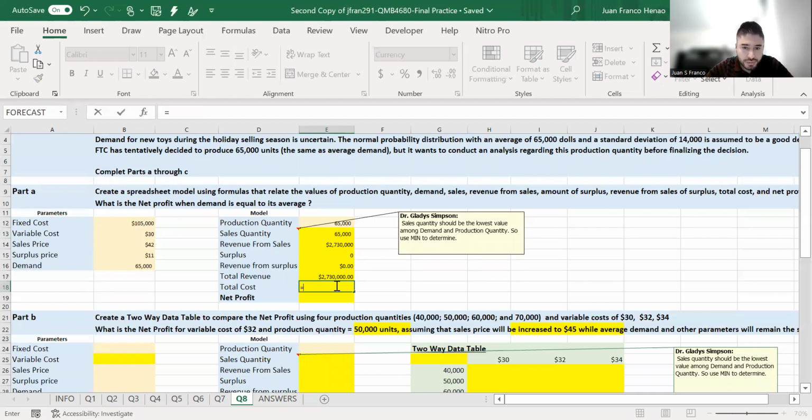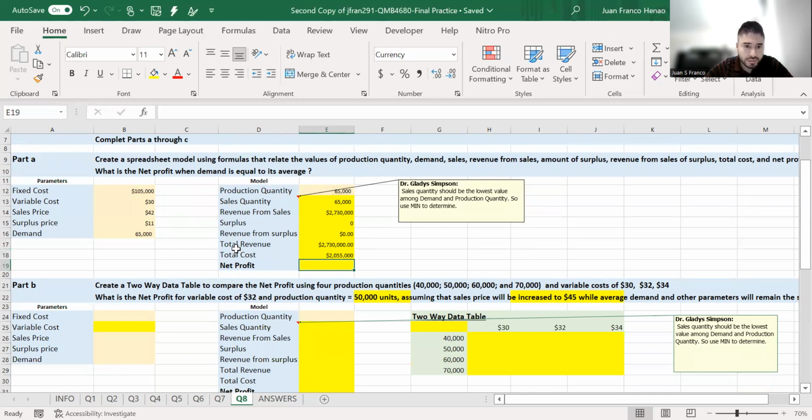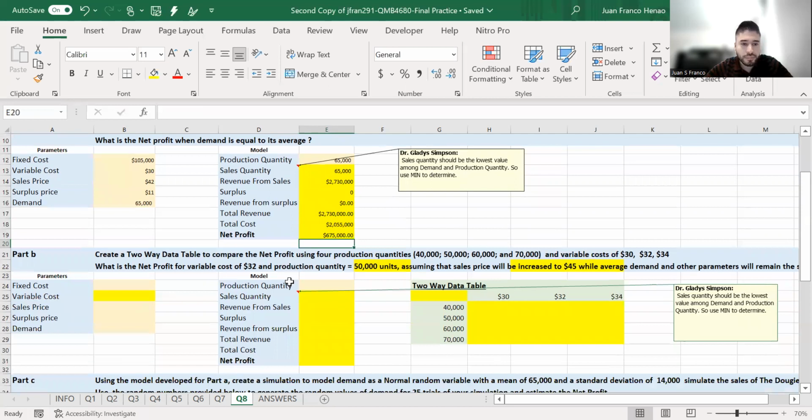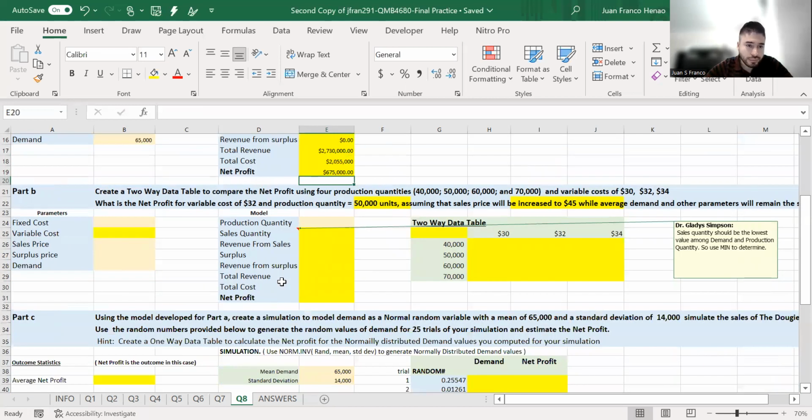Now total revenue would be revenue from sales plus revenue from surplus. And total cost would be, in parentheses, variable cost times production quantity, plus the fixed cost. Perfect. And now the net profit would be revenue minus cost. Okay, it looks good. Now we can move on to the second question, part B.